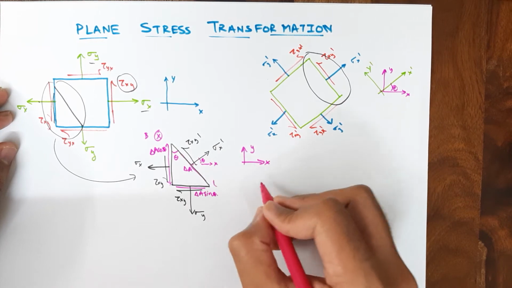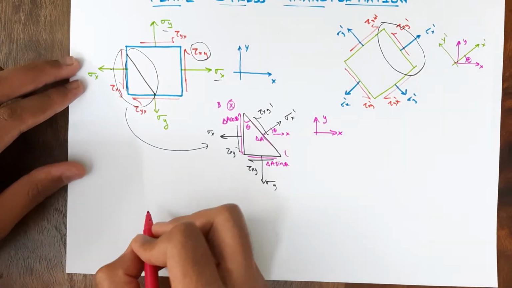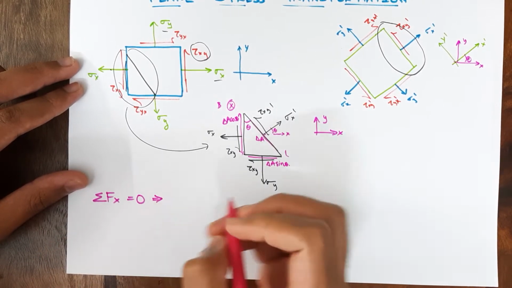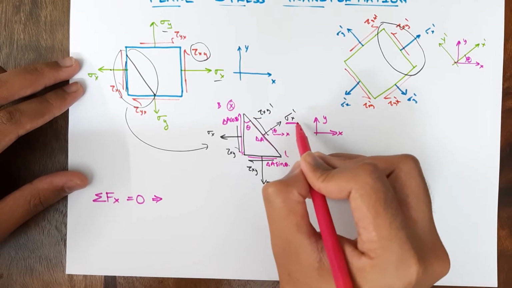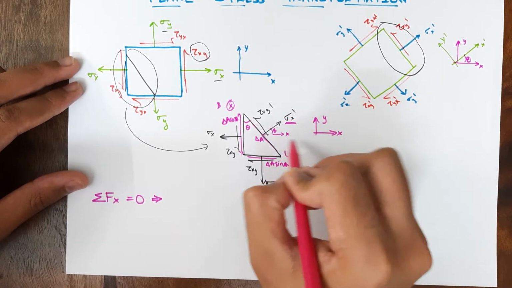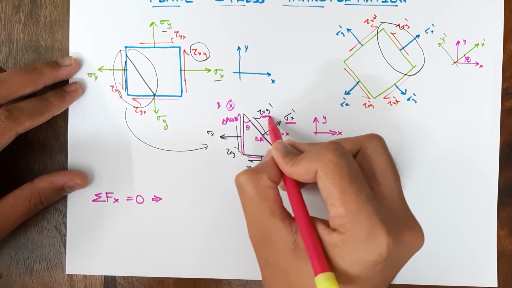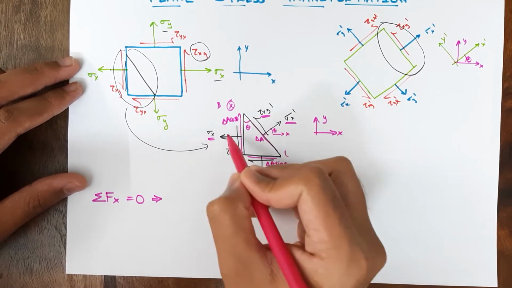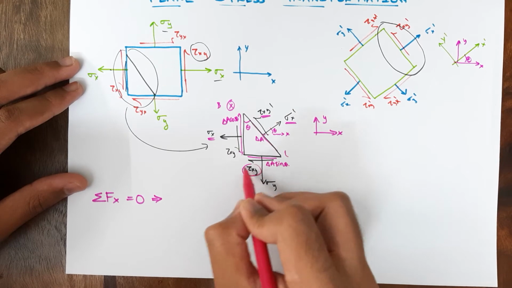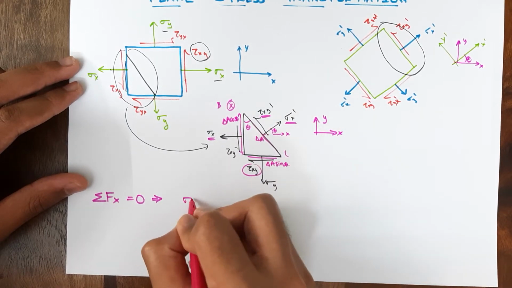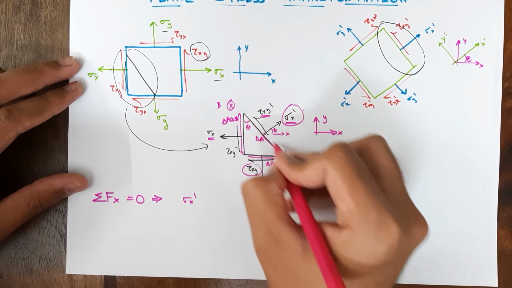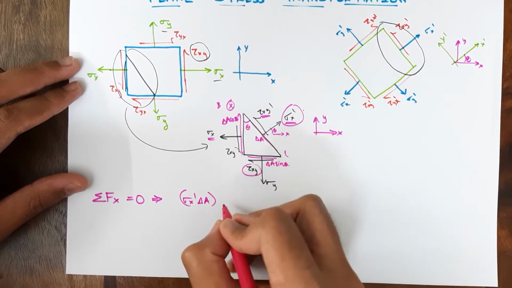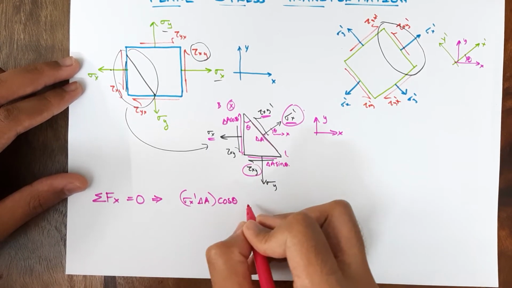So first of all, the forces in x direction will be the component of sigma x dash delta A in the x direction, tau xy dash component in the negative x direction, sigma x delta A cos theta component in the negative x direction, and tau xy component. So we'll write them down. So sigma x dash times delta A, the area, is the force. Component of this force along the x direction is sigma x dash delta A cos theta.